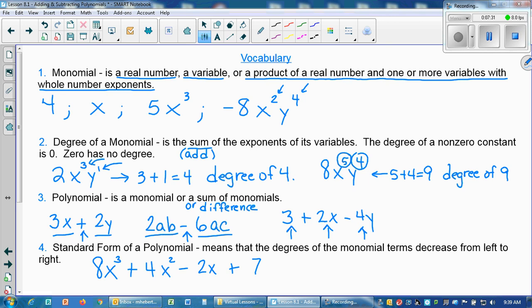We can see that our degree of the first term is 3. The second one is 2. The third one is an understood 1. And we have no exponent here, so that's a degree of 0.